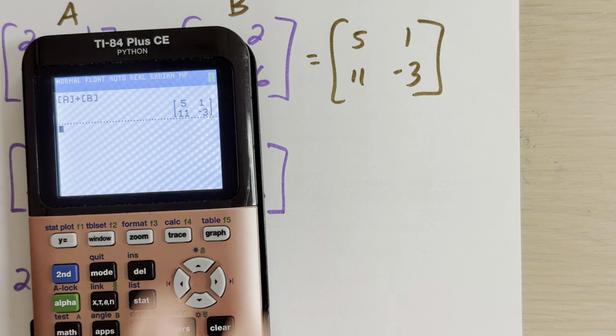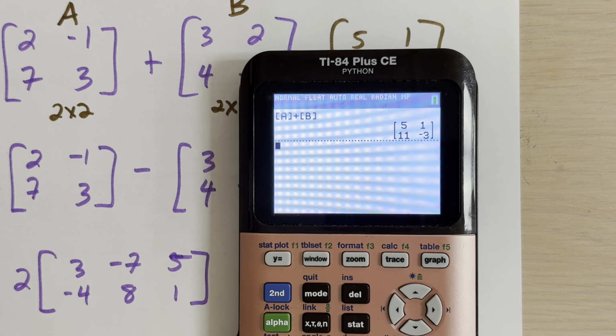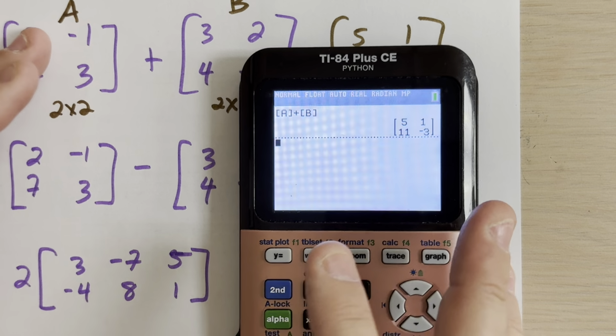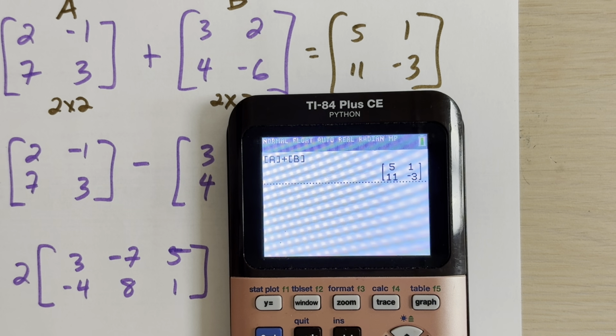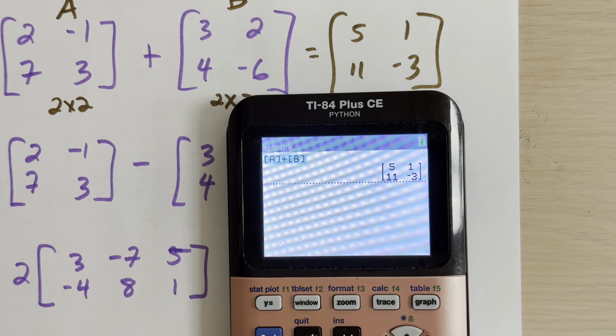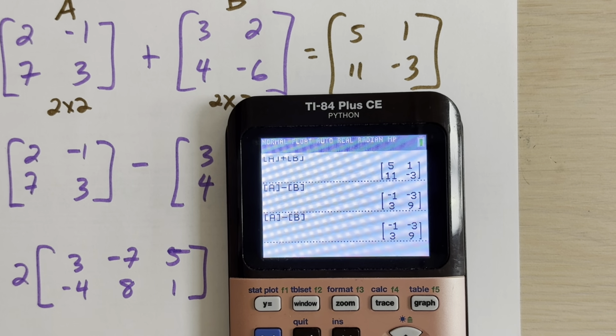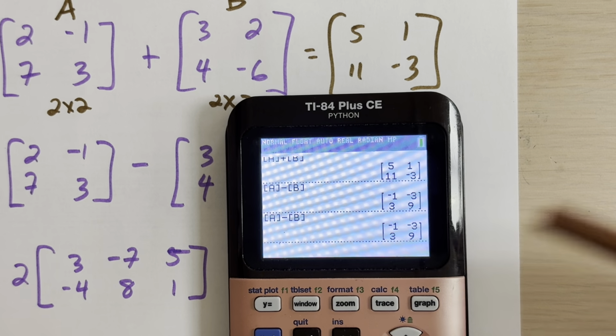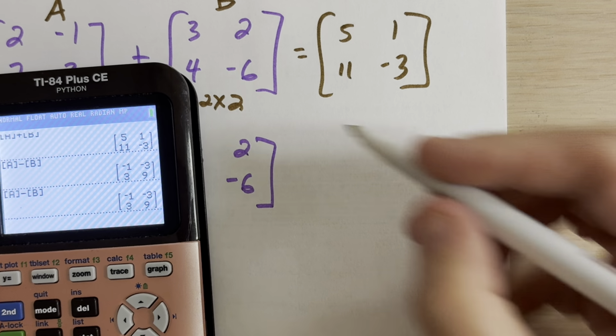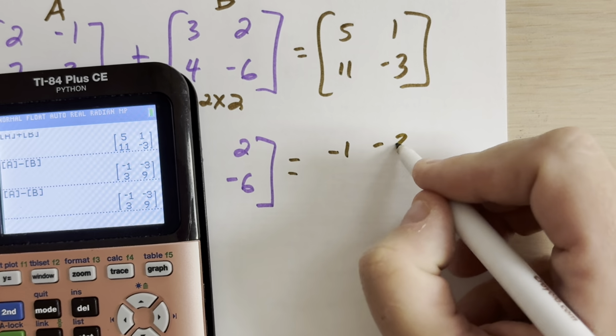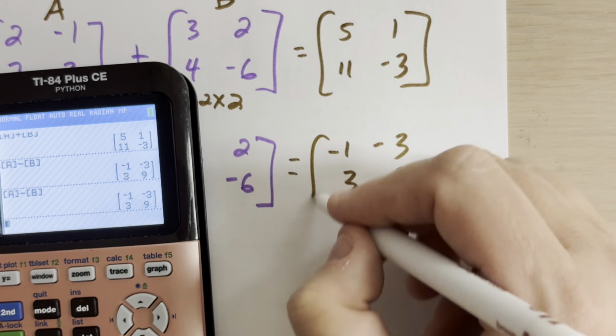Very cool. Okay, the next one, I'm keeping the matrices the same, but this time I'm subtracting. So much like you can do with other things on the calculator, you can go up, copy and paste, and then just go back over that addition symbol, make it a subtraction, and hit enter. Oh, I did it twice. So there is our difference. -1, -3, 3, 9. Cool.